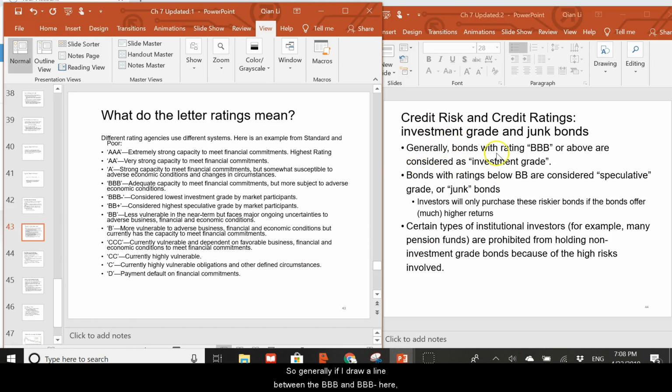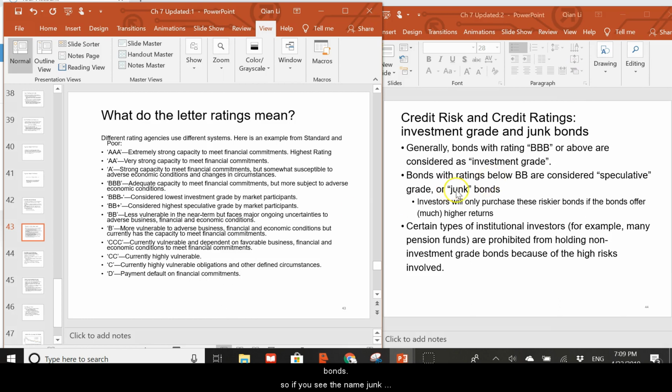So generally, if I draw a line between the BBB and BBB minus here, bonds with above BBB rating, like AAA or A, BBB, these are considered investment grade, usually considered safe. However, if you are investing in bonds that have, say, a BB rating or even lower rating, you are investing in those speculative grade or junk bonds.